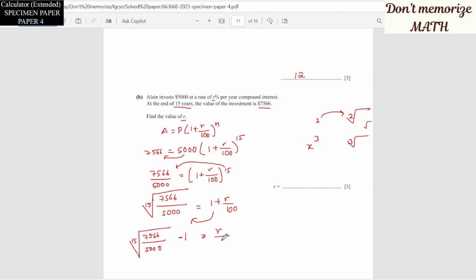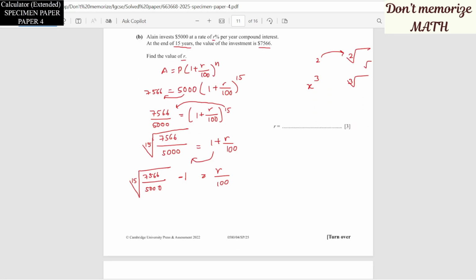Okay, R over 100. Now this divided by 100 we will move, it will become multiplied by 100. So we have the 15th root of 7566 divided by 5000. Then outside the root we have minus 1. Then divided by 100 will become multiply, put a bracket. Okay, so multiply by 100 will be R.